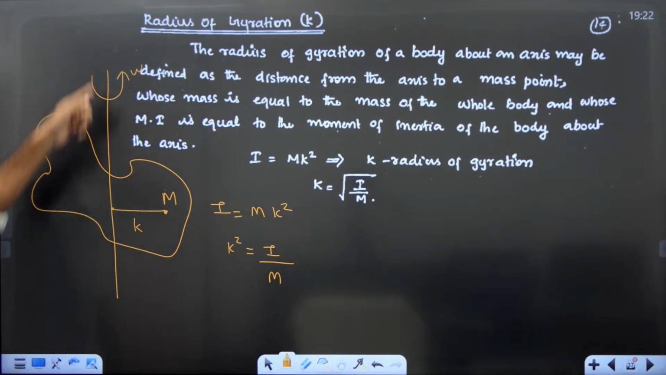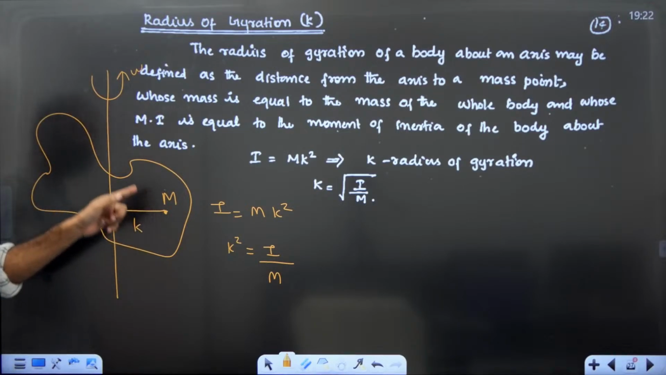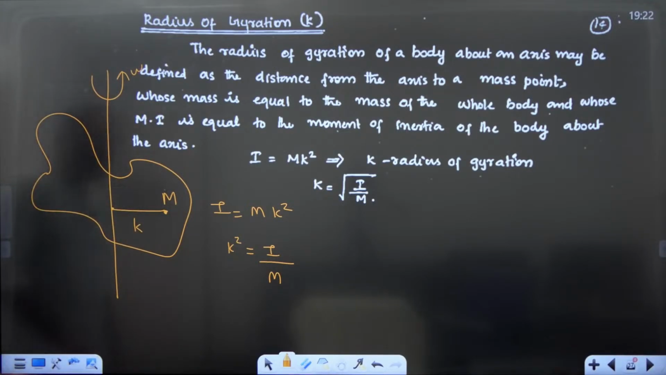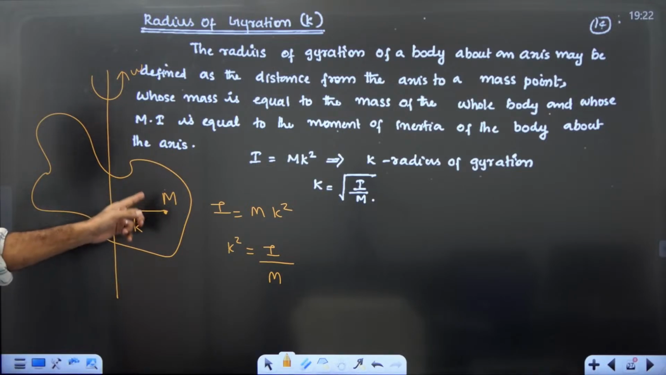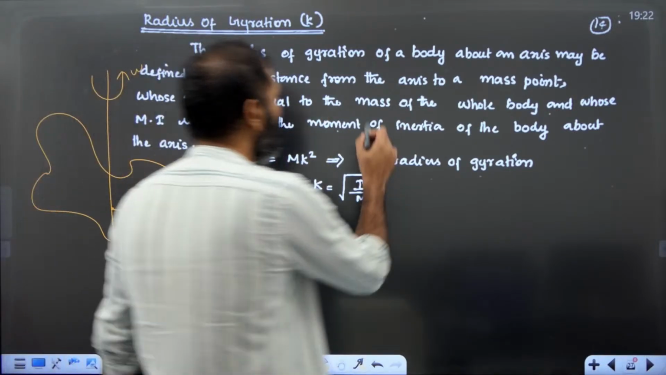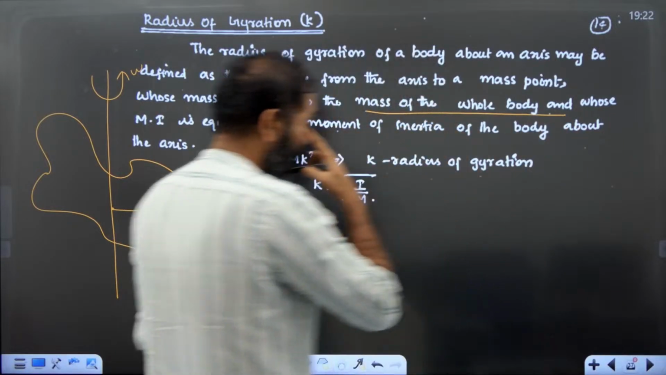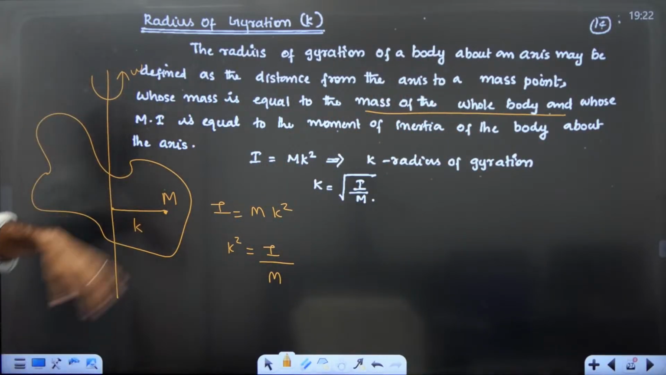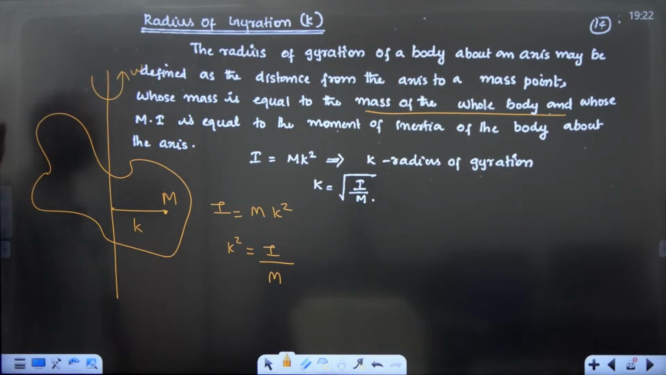So what is radius of gyration? It is the distance from the axis of rotation to a mass point. But what is the speciality of that mass point? That should have mass equal to the mass of the whole body, and whose moment of inertia is equal to the moment of inertia of the whole body about that axis. It is confusing for students.